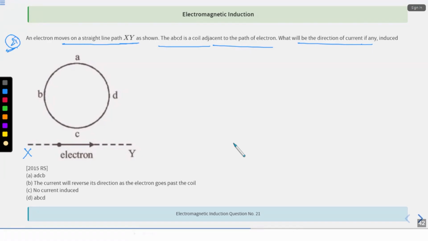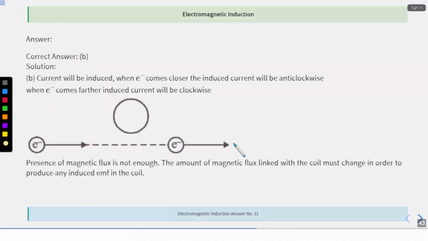The options are: ADCB, current will induce in reverse direction, no current induced, or ABCD or ADCB. So basically like this or this. How will the current be induced in this coil due to the movement of the electron? We have to answer that. So let's see. Current will be induced when the electron comes closer. The induced current will be anticlockwise. When the electron goes farther, it will be clockwise.